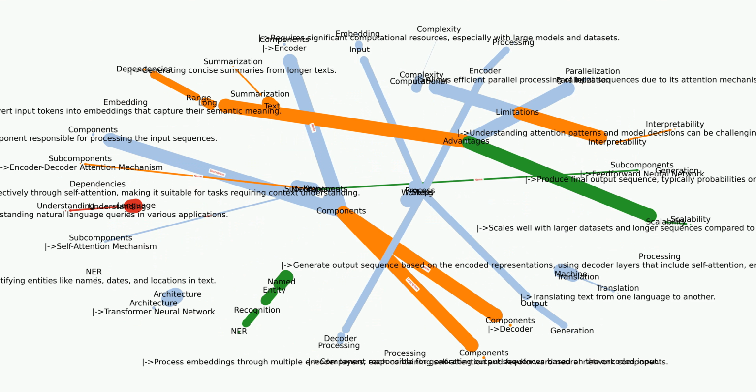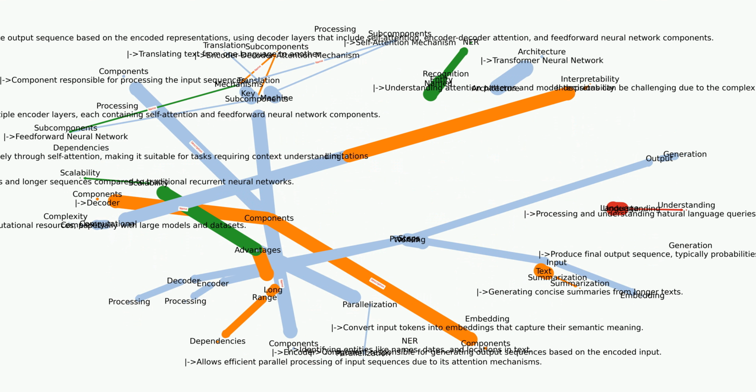Limitations. Computational complexity: requires significant computational resources, especially with large models and datasets. Interpretability: understanding attention patterns and model decisions can be challenging due to the complex architecture.